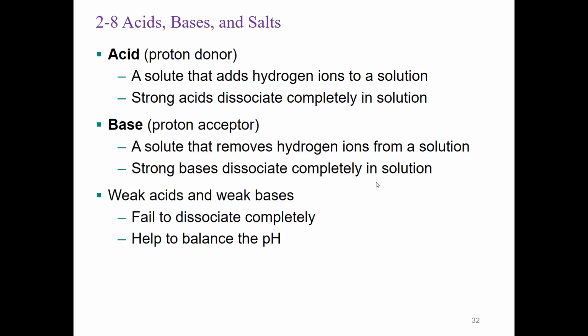So an acid gives off hydrogen ions. We call that a proton donor. So don't confuse this type of proton with the first type we talked about in the atom, the positively charged proton. Proton meaning hydrogen ion here. So acids are hydrogen ion donors. They add hydrogen to a solution. Strong acids are going to dissociate or give off hydrogens completely, give off a lot of hydrogen.